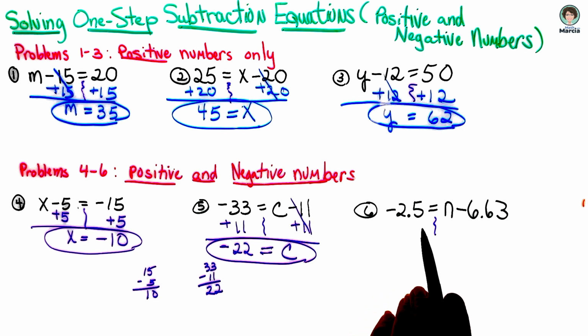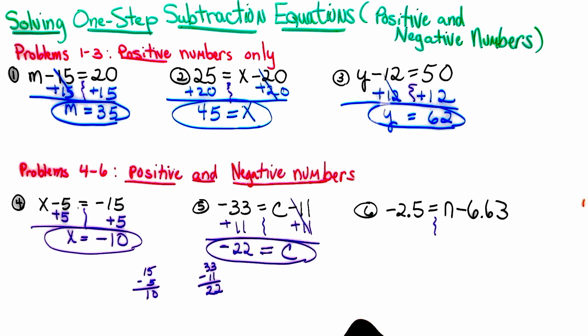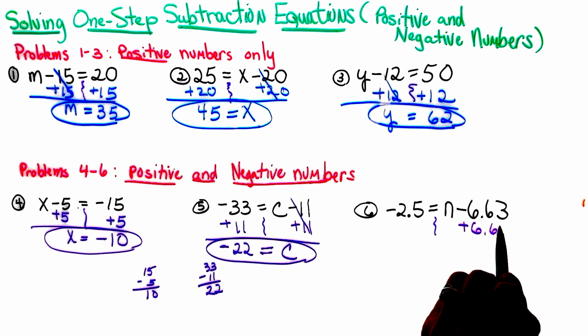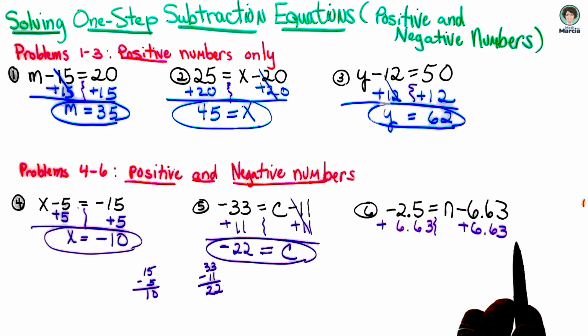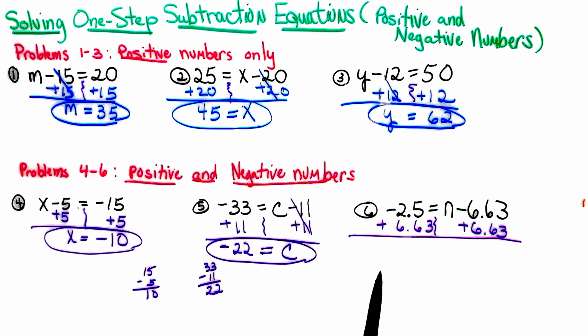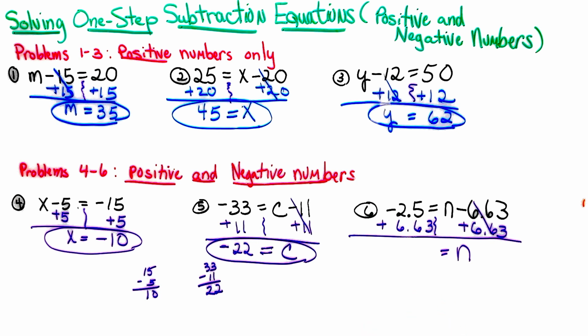It's negative 2 5/10 equals n minus 6 63/100. So again, whatever is near the variable, for this problem, we are going to add this number to both sides so that the variable is alone. That's always our goal. So it is plus 6 63/100, and this one is going to be plus 6 63/100. And now notice when I am working these problems, this cancels out. I get n is equal to, and now I have a negative 2 5/10 and a positive 6 63/100.